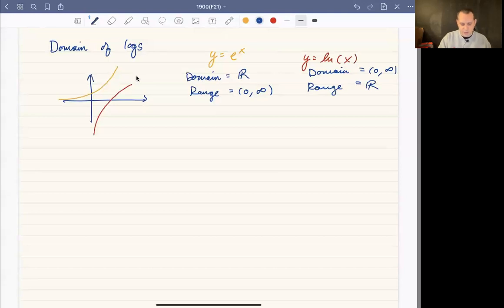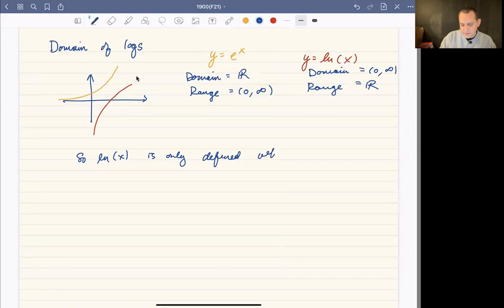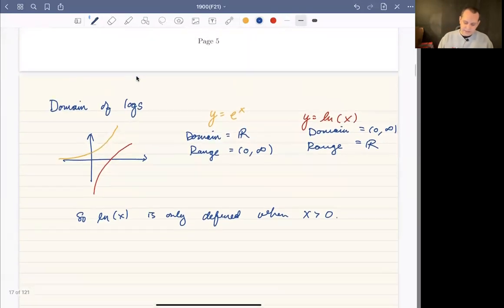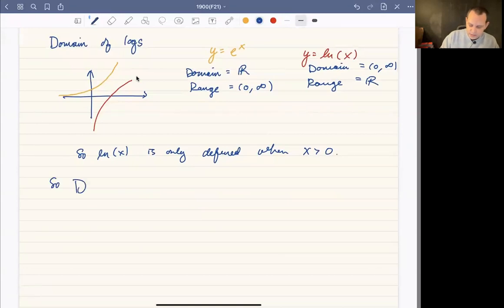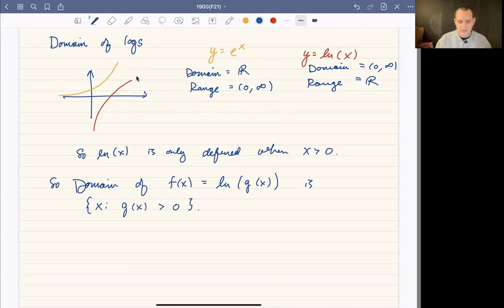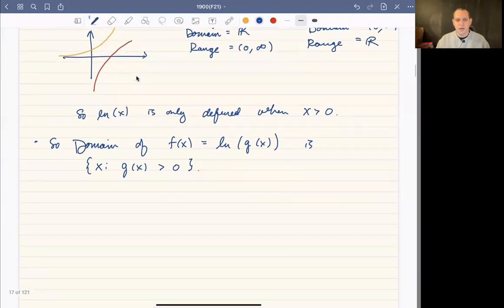So that tells you that the natural log, and this is true of any log, is only defined when x is positive, for reasons that we talked about in class. Now, what that tells us is that the domain of the function natural log of g of x is going to be the set of all the x values where g of x is positive. And so that's how you can find the domain of the natural log of a function.